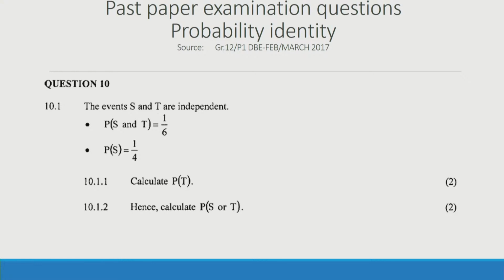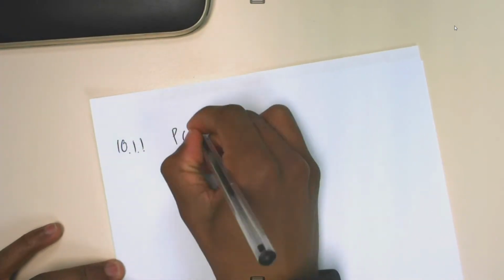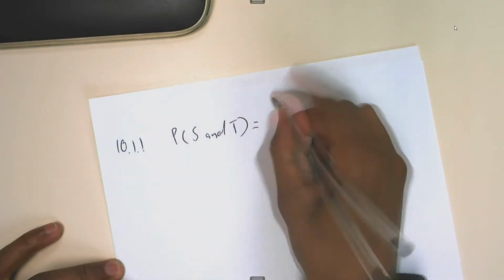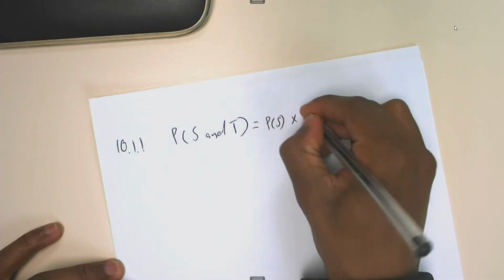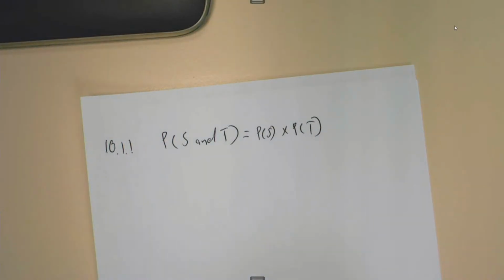Now, because we're dealing with independent events for 10.1.1, we know that for independent events, the probability of S and T will be equal to the product of the probability of S multiplied by the probability of T. Then we substitute accordingly into our equation. And if you notice here, we're given the probability of S and T. It's a sixth.